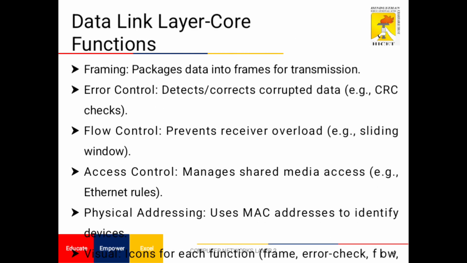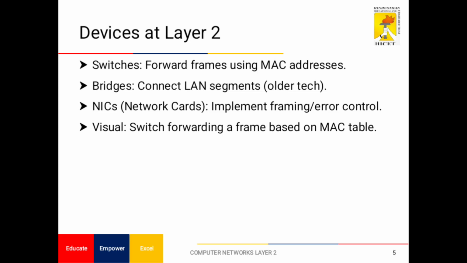The main functions of the data link layer start with framing, then error control, and flow control. These three are categorized under the data link layer services, and also access control and physical addressing. Let's see briefly on the next slide.